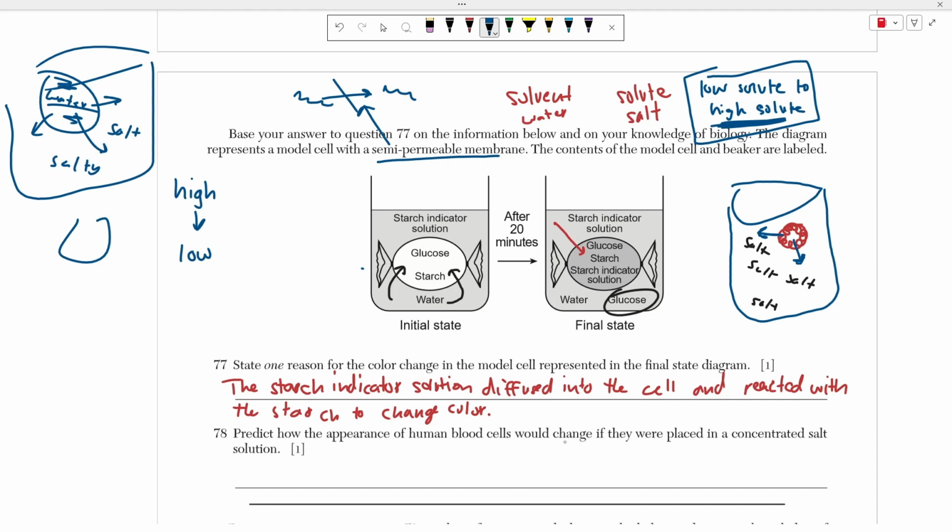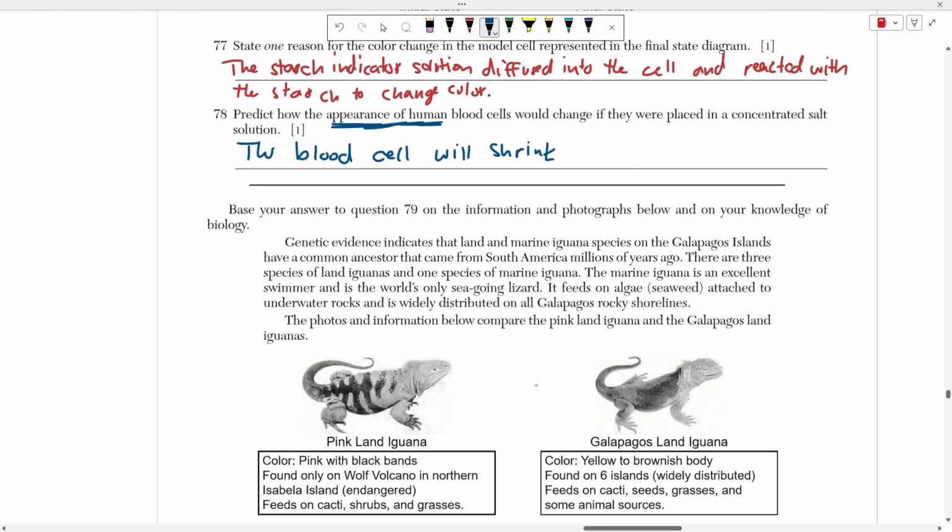And we're predicting the appearance. We're not predicting what's going to happen. We're just predicting how it will look. So we don't even have to say the water will leave or whatever. We just need to say that the blood cell will shrink. You can say that the water will leave the blood cell, but as long as you say that the blood cell will shrink or shrivel up or get smaller, you'll get full points.